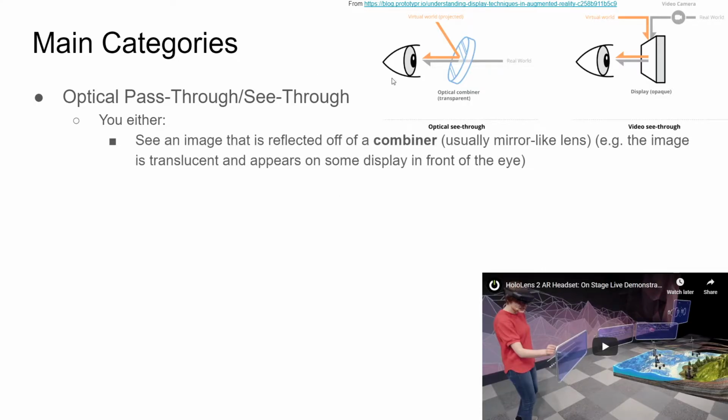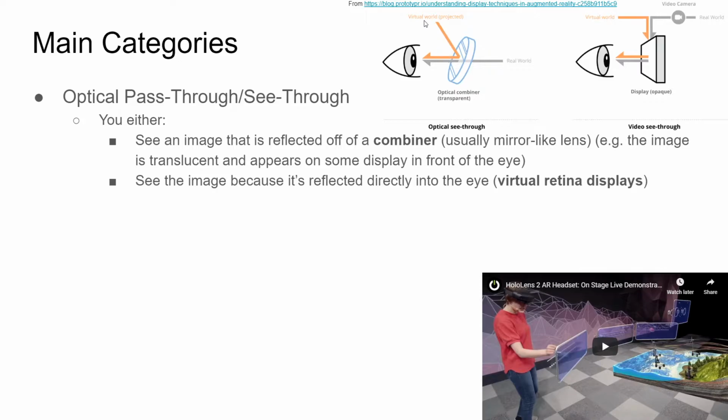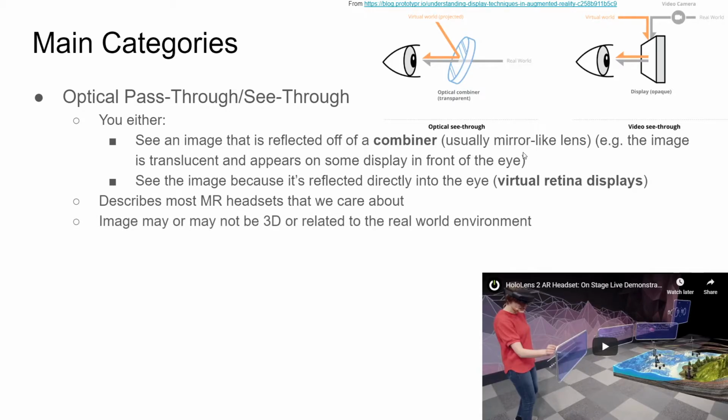So you can either see the virtual image reflected off of a combiner, or the virtual image is presented to you by shooting the rays of light directly into your eyes. And again, you can go back to these slides if you want to see these figures. And most MR headsets that we care about fall into this category. And in this case, I don't want to talk about MR again, but the image that you're seeing from the virtual world, world in quotes, may or may not be 3D. You could just be looking at an image, it could just be a UI element, or it could be a 3D object. It doesn't matter, it's still optical pass-through.